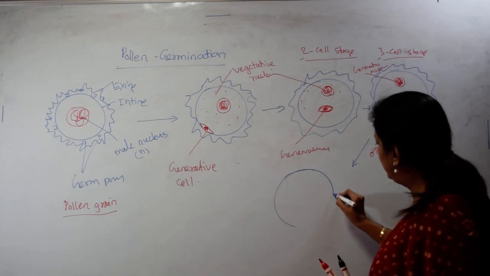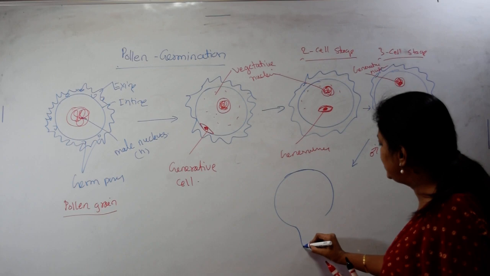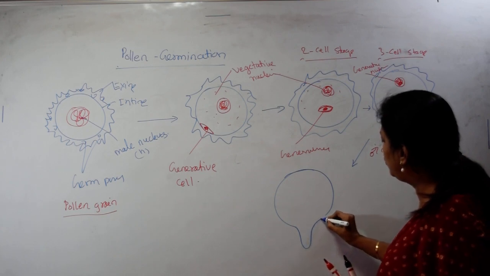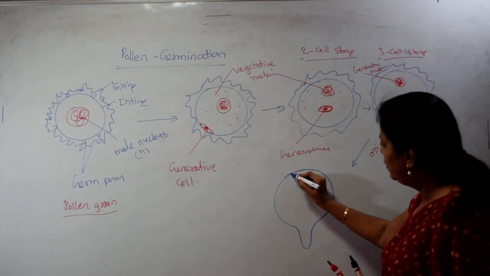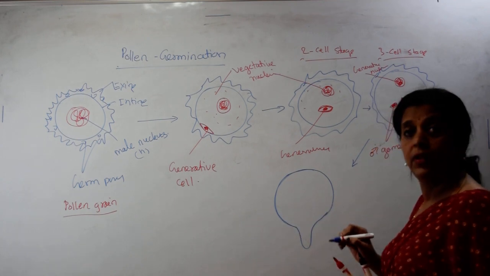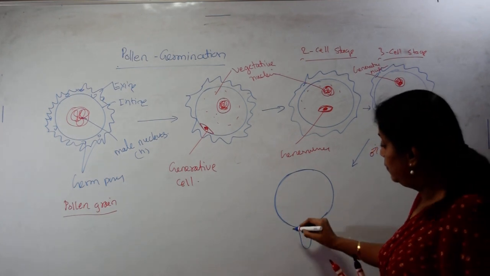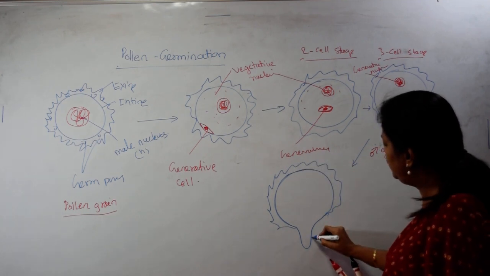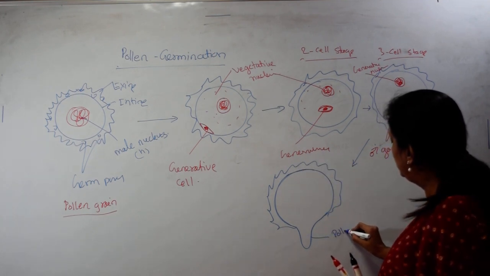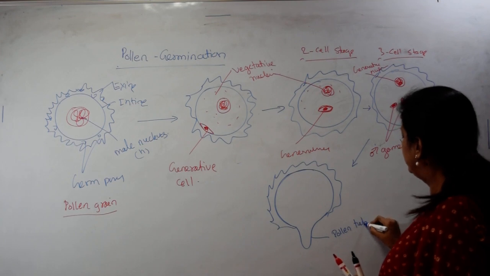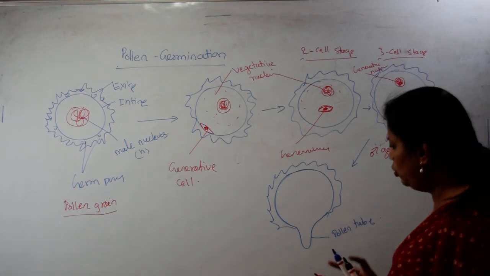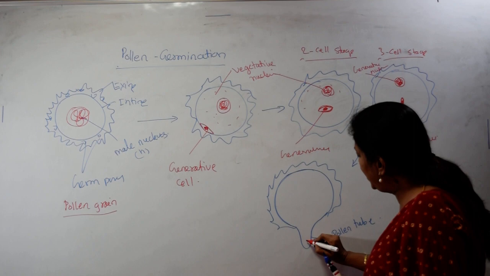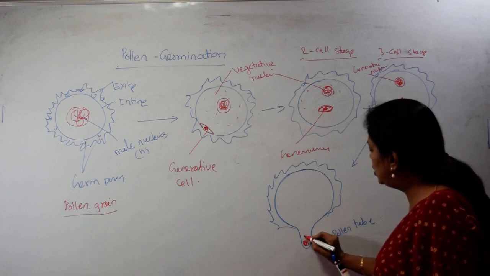In time, from the germinal pore area, it starts germinating or protrudes out, right? When it reaches the female structure, this outgrowth or tube-like structure is formed. This we call the pollen tube. Once the pollen tube is formed, the two male gametic nuclei along with the vegetative nucleus will enter into this.